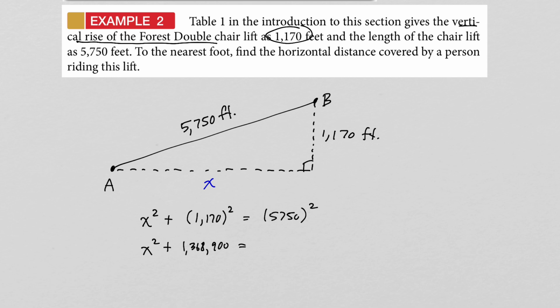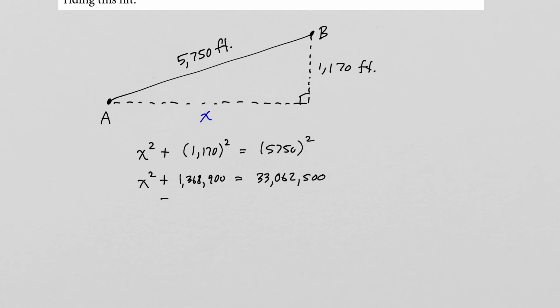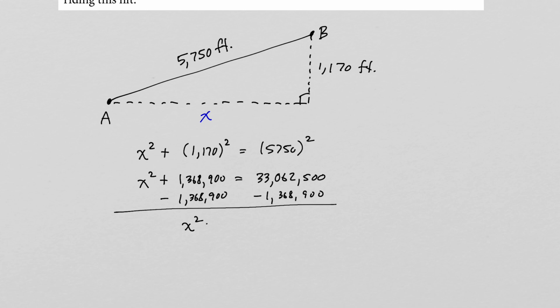And 5,750, if we square that number, we get 33,062,500. Okay? So now to solve for x squared, I'm just going to subtract 1,368,900 from both sides. Now, of course, it's probably best to use a calculator to do this, so let's go ahead and do that subtraction on a calculator.